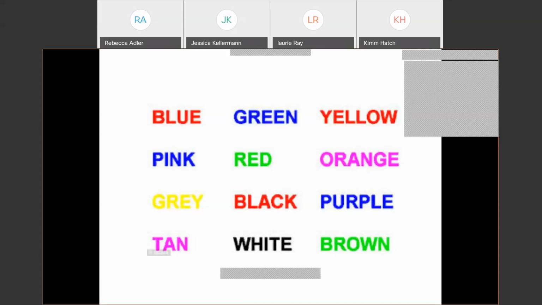Now comes the tricky part. Now what you need to do is read what color you see. So you need to say what color you see, not say it based on the spelling. So for instance, the first one would be red. All right. Everyone try it out.